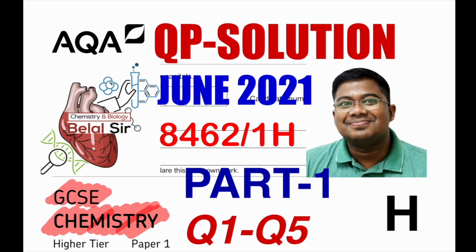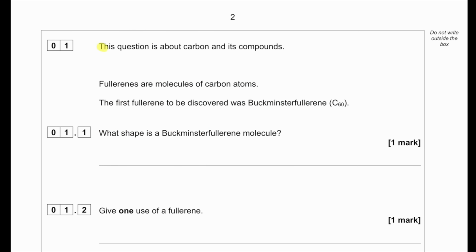Hi everyone, today we're going to be solving AQA GCSE Chemistry Higher Tier Paper 1. In this video, we are solving June 2021. This is part 1 of the video where we're going to be solving from question number 1 to question number 5. This question is about carbon and its compounds.